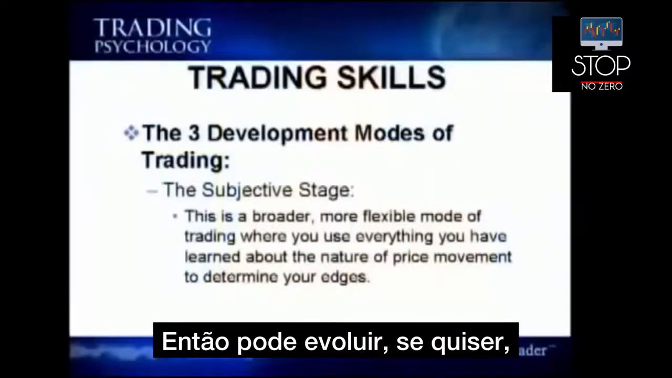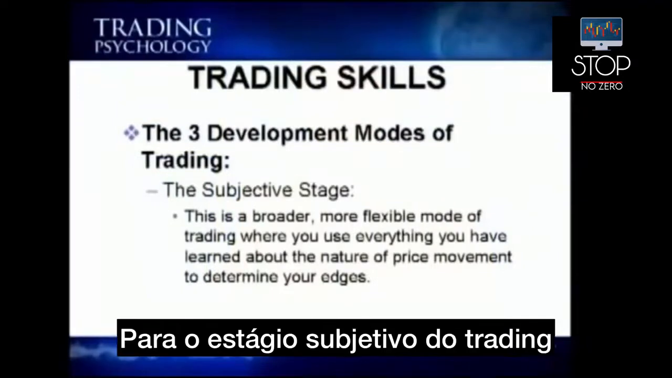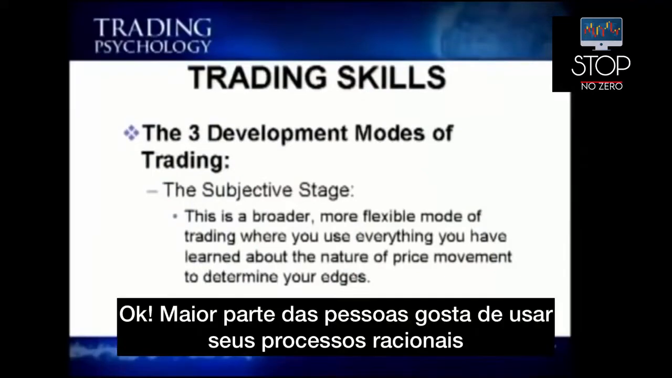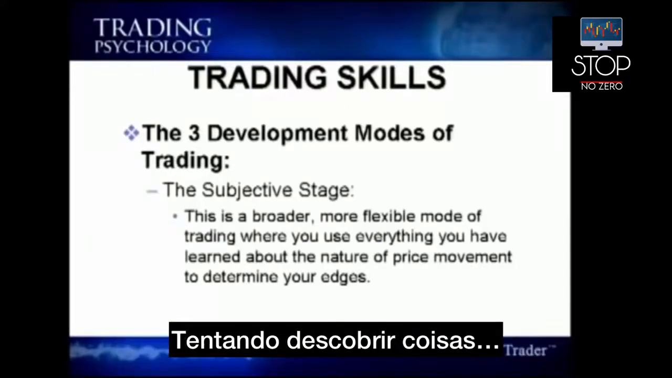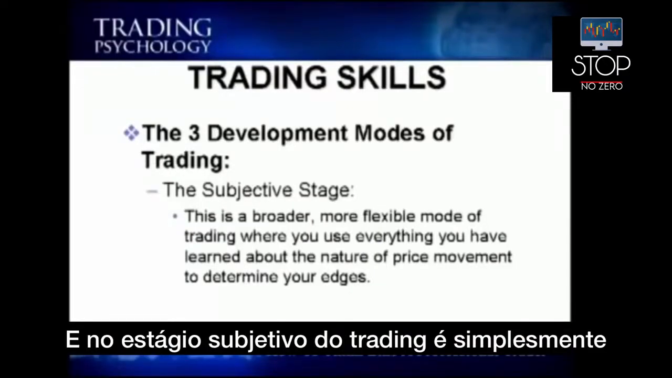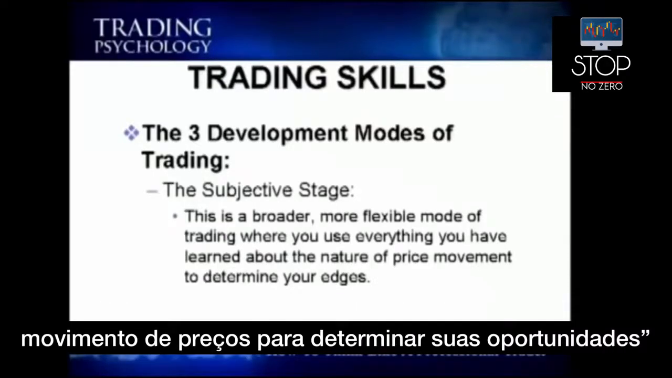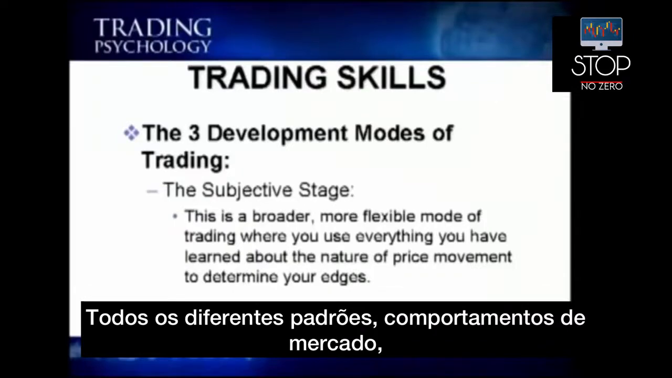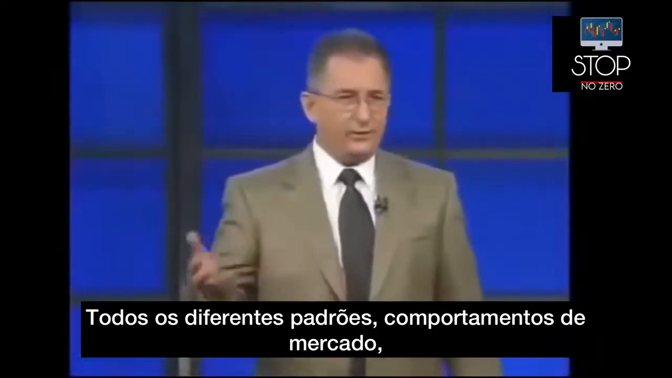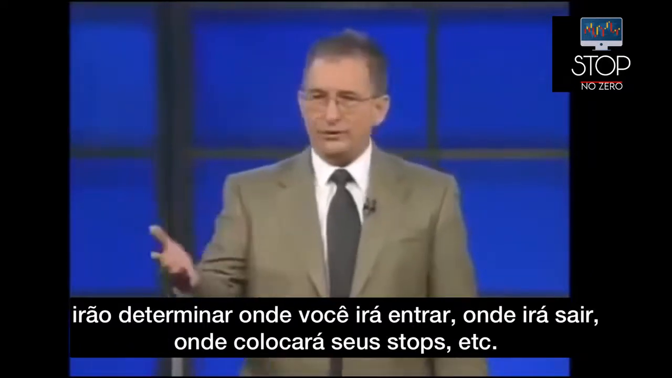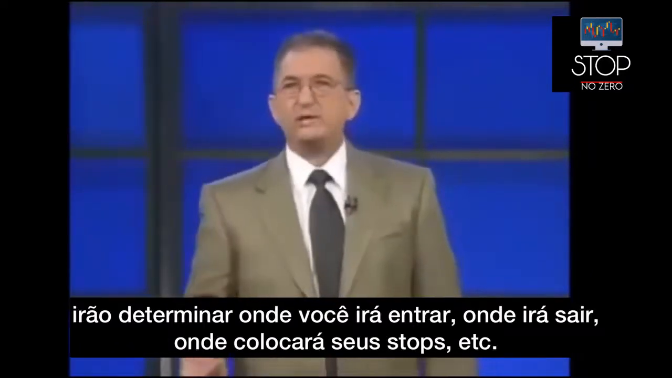Okay, then you can evolve, if you want, to the subjective stage of trading, because you can make consistent money trading mechanically. But most people like to be able to use their rational thinking and process and try to figure things out. The subjective stage of trading is simply a broader, more flexible mode of trading where you use everything you've ever learned about price movement to determine your edges. In other words, all the different patterns you've learned, all the different nuances of market behavior will determine where you get in, how much profit you take, where you set your stops.